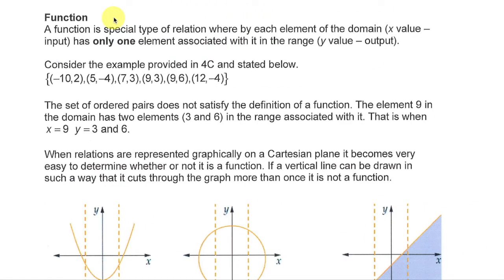Functions, let's look at this definition here. A function is a special type of relation whereby each element of the domain, the x values or the input, has only one element associated with it in the range. So firstly there, a function is just a type of relation. So all functions by definition are in fact a relation as well. But when we consider relations, we can either say that relation is just a relation, or we can go further and say, yeah, it's a relation, but it's also a function.